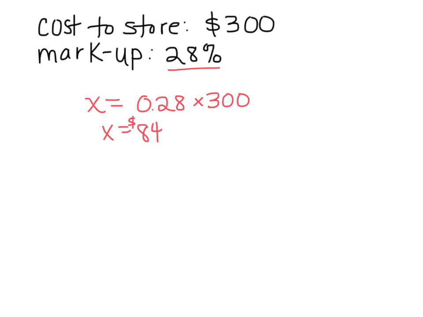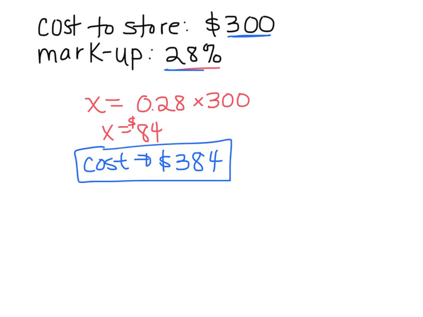Now, that might seem like a lot to you, but the price is $300. 28% of that, that's kind of a lot of money. So it's going to mark it up $84. So the cost to the store, or if I was going to go buy it at the store, is $384. You always got to go back and add it. All right, so that's how you could do it with an equation.